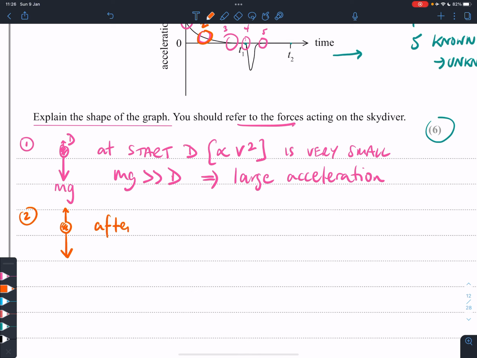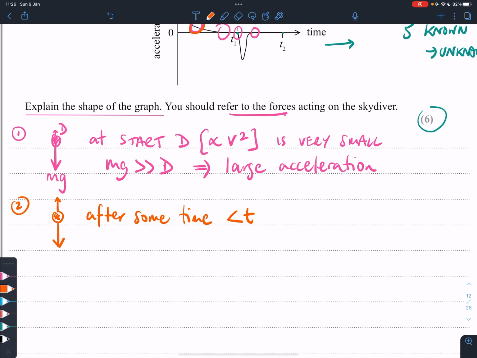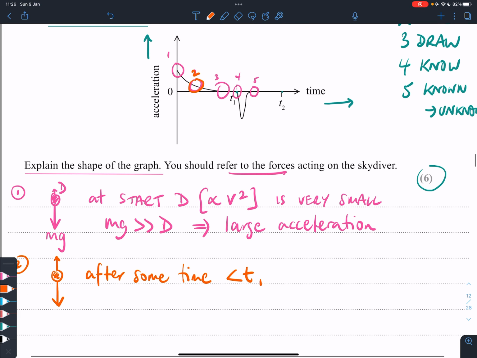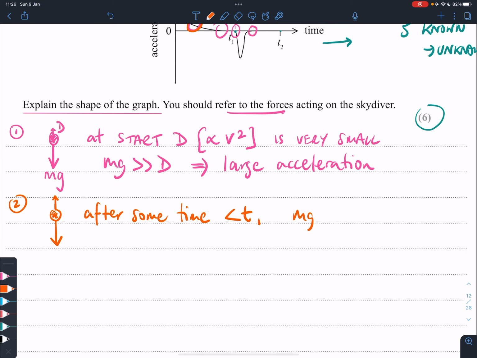After some time, and I'm probably going to say less than T1 because I want it to be clear that it's less than T1, mg is greater than d, but not hugely greater. D is increasing since velocity is increasing.